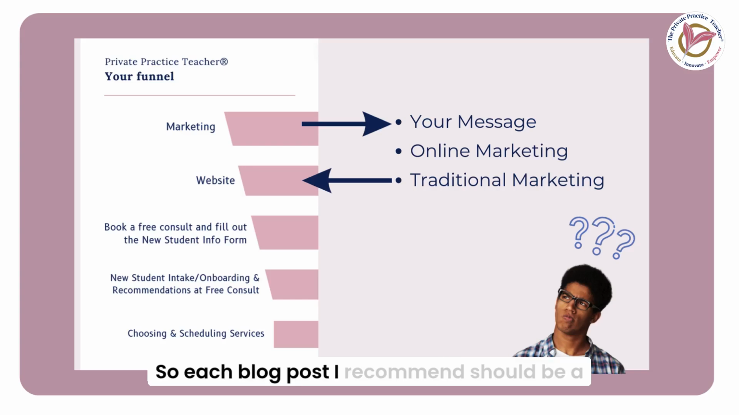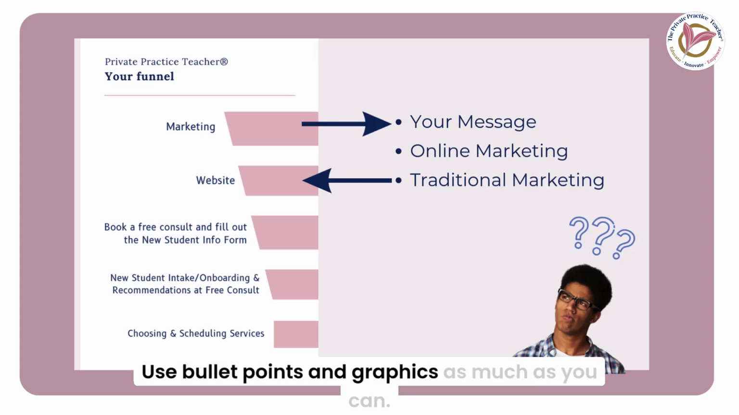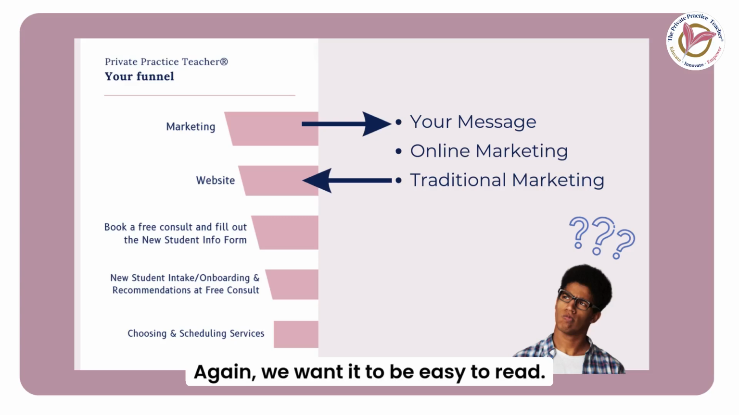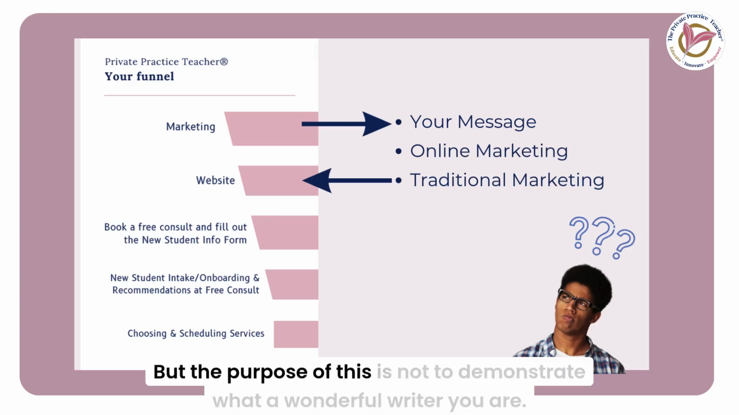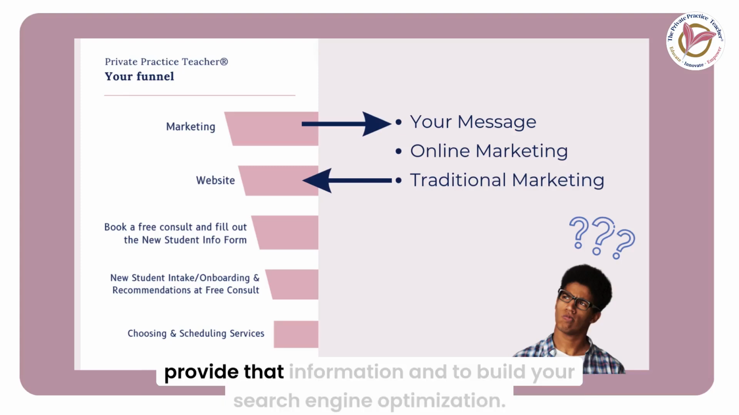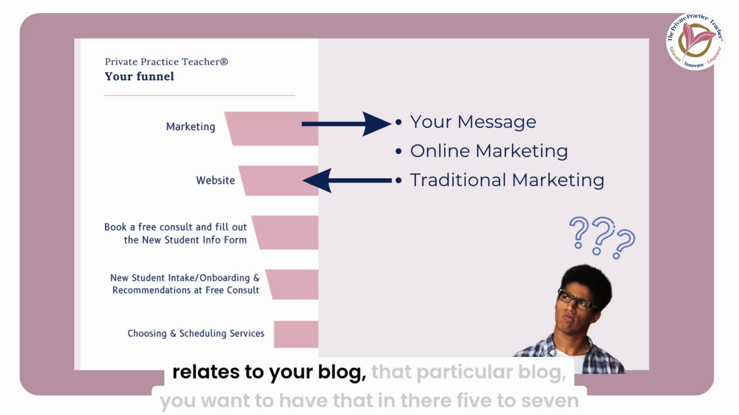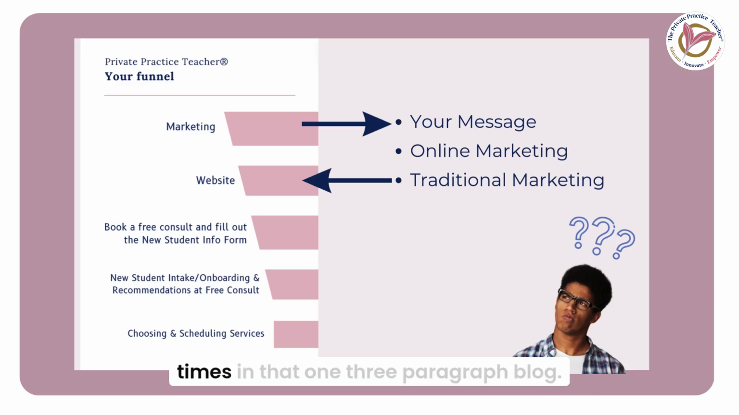So each blog post I recommend should be approximately 3 paragraphs, so not a ton. Break it up with the formatting so that way it's easier to read. Use bullet points and graphics as much as you can. Again, we want it to be easy to read. But the purpose of this is not to demonstrate what a wonderful writer you are. People read your blog because they want to get information, and you are writing a blog to provide that information and to build your search engine optimization. So whatever keyword search term relates to that particular blog, you want to have that in there 5 to 7 times in that 3-paragraph blog.